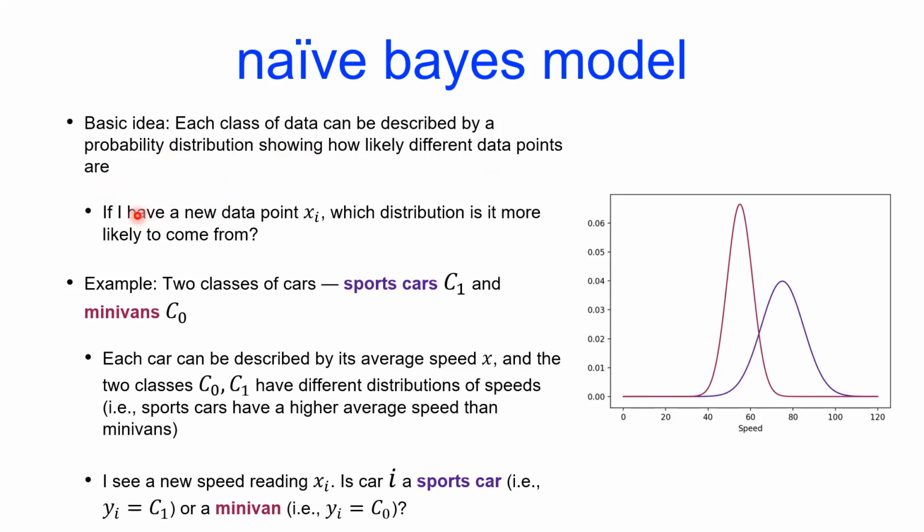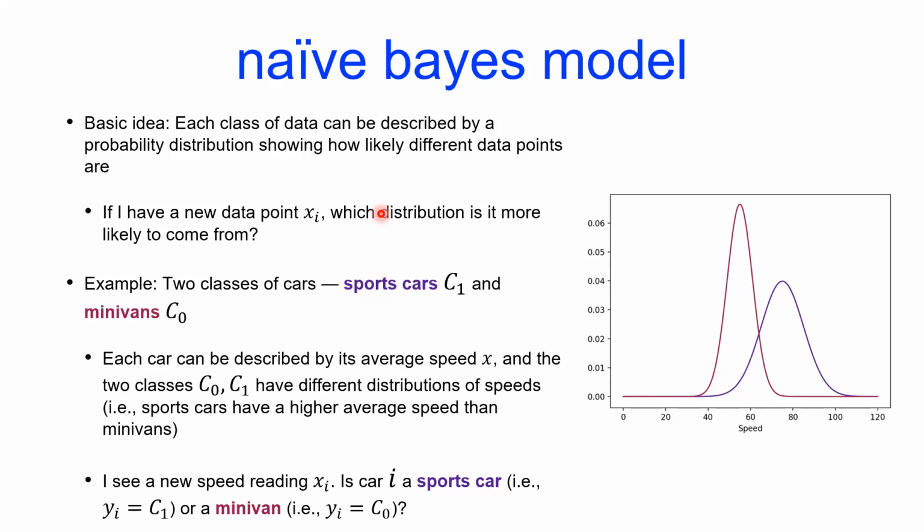If you have a new data point, which distribution is it more likely to come from? When I read this, does it remind you of anything? Looks like it reminds me of something, right? It reminds you of the GMM model. In a GMM, although we are doing clustering, you are also assuming there are several different distribution models there.